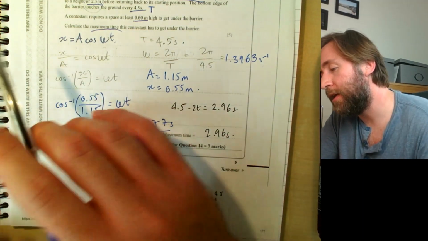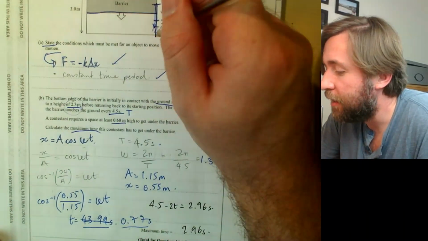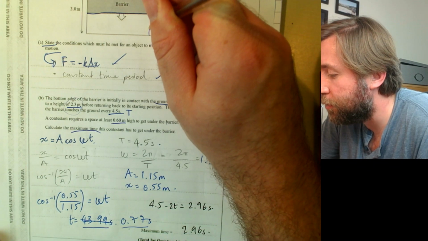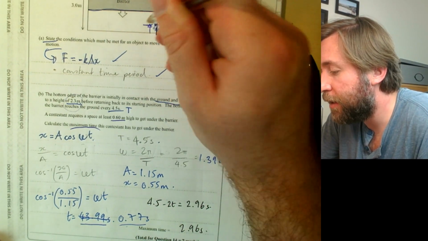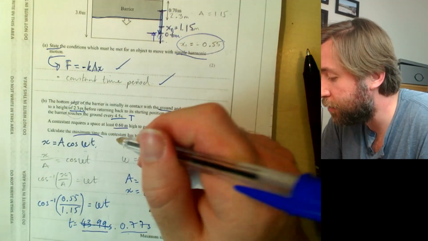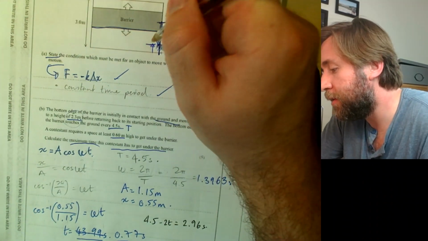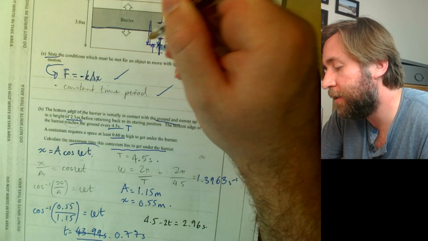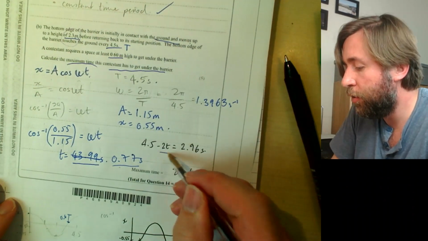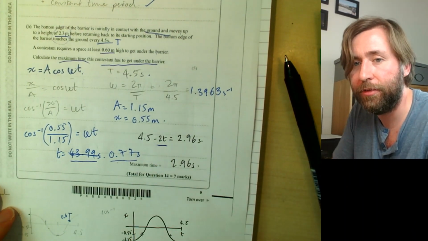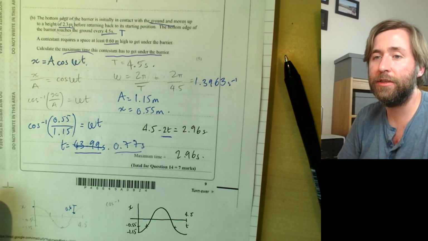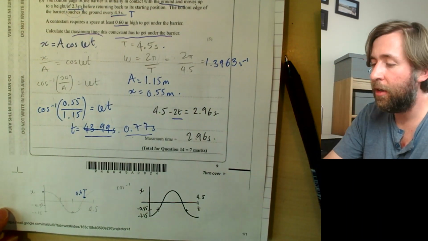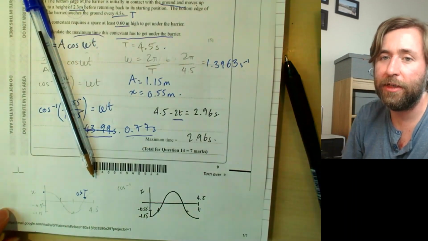So then it was clear what we'd done is we'd calculated this time here from the bottom to 0.6. Now that's not the time we want. We want the time for the contestant to get under the barrier, which is the time from 0.6 to the very top and back down to 0.6. So we have to deduct 2 times the time from the time period, and therefore it's 2.96 seconds, which is the maximum time the contestant has to get under the barrier.